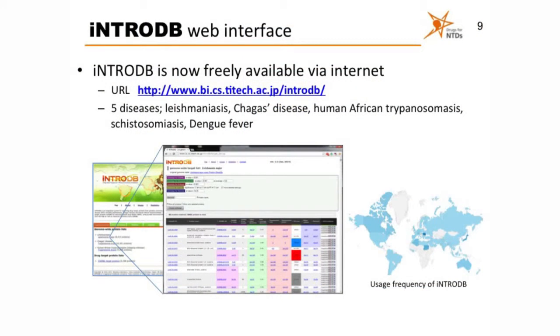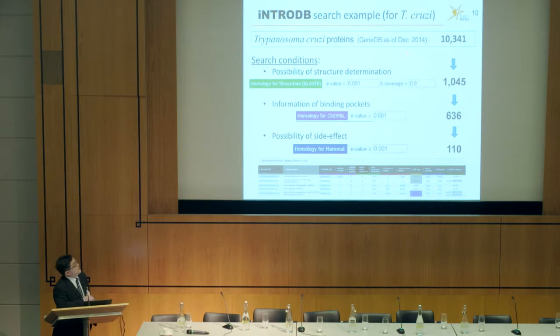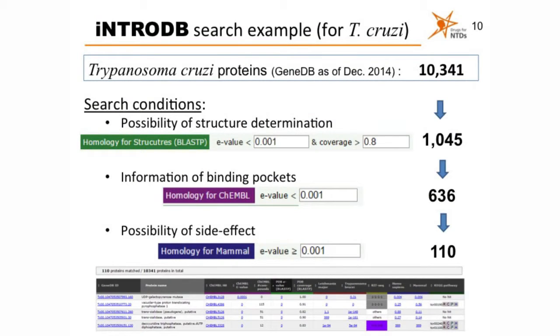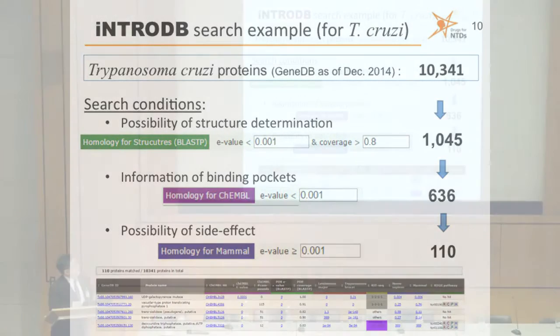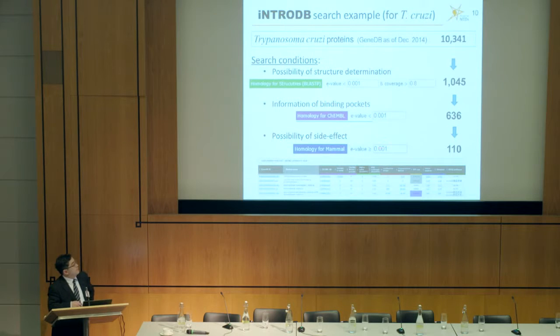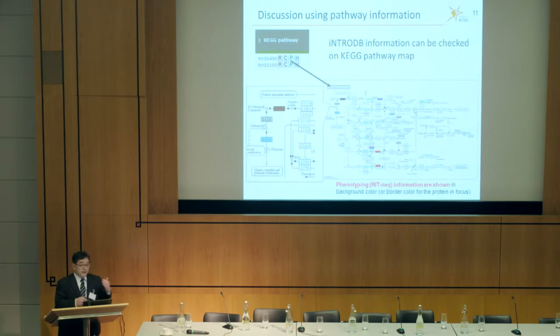Okay, let me show you one more example. In this case, we started from the cruzi genome. There are 10,000 proteins registered, and 1,000 of them have some PDB structure information with the sequence similarity threshold of 0.001. And among them, 600 have some related ChEMBL information. And if you wish to do so, you can avoid conservation with a mammal protein. In that case, the number decreases to 110. So after focusing on the small number of proteins, the user can further investigate the characteristics of each target protein.